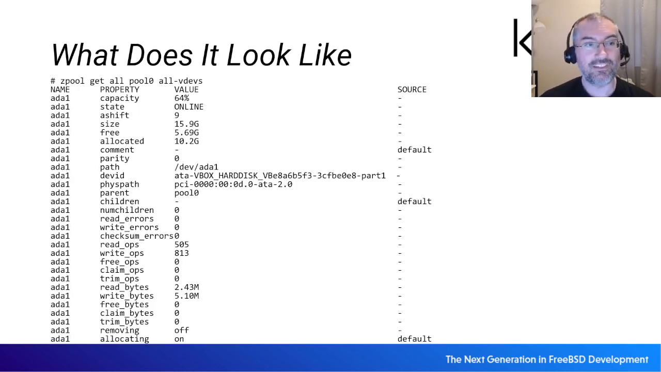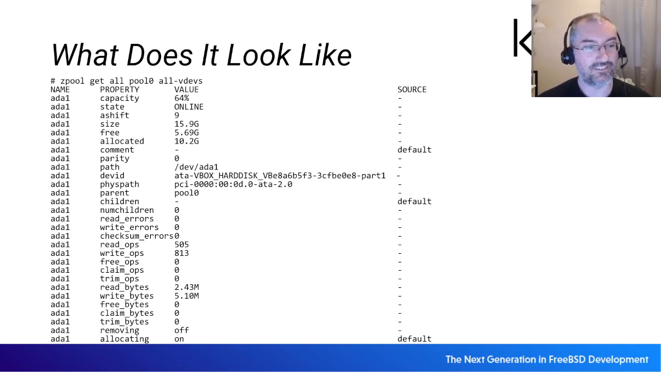So if you do zpool get all from pool name and do all-vdevs, then you'll get output like this. And you can see that vdev is 64% full. It's 16 gigabytes. Of that, 5.69 are free. You can see the path was dev88.1, and the device ID was, it's a VirtualBox disk, and there's its serial number. And the physical path, you can show how it's connected via PCI. Its parent is the pool, so it's a single disk top-level VDEV, and it has no children.